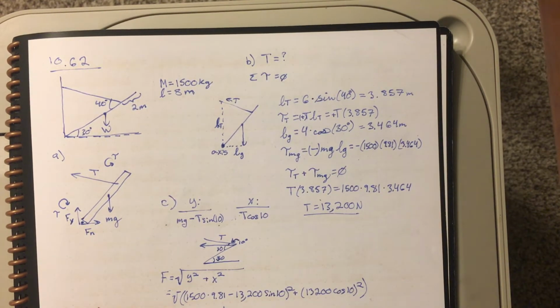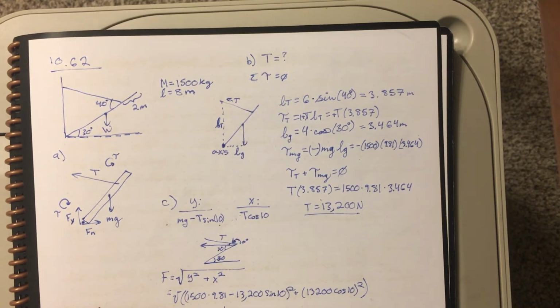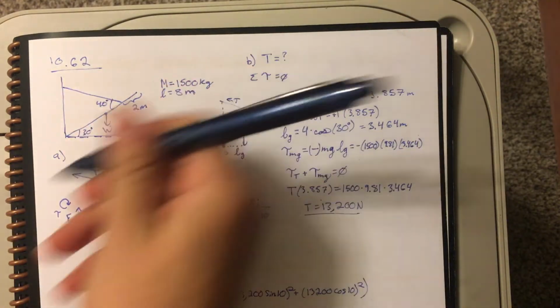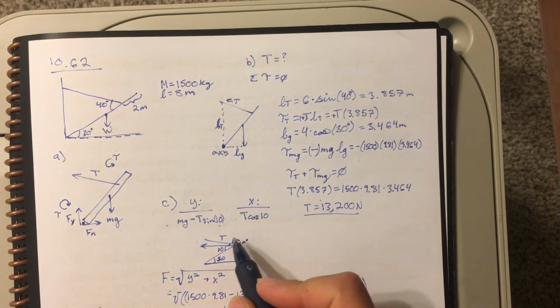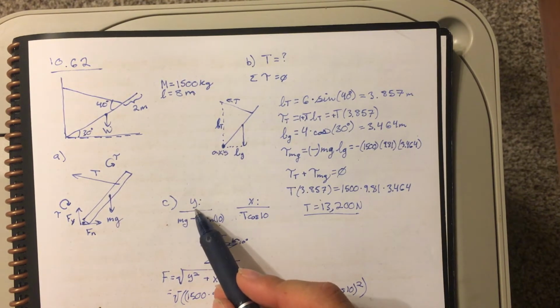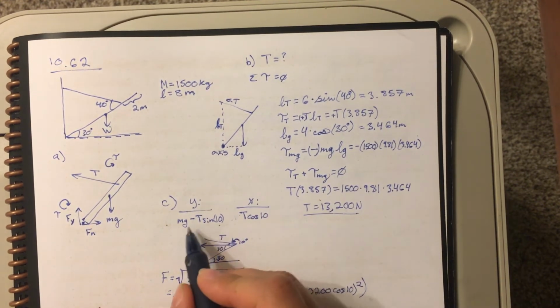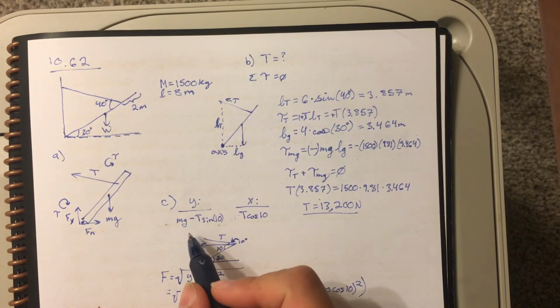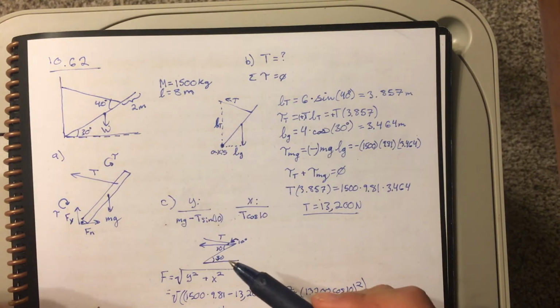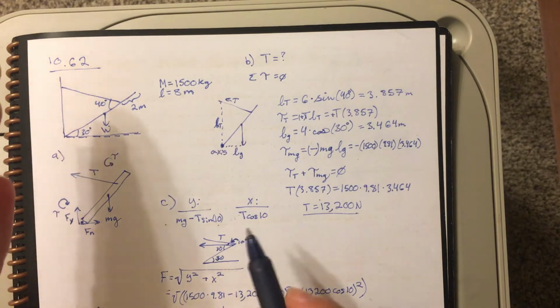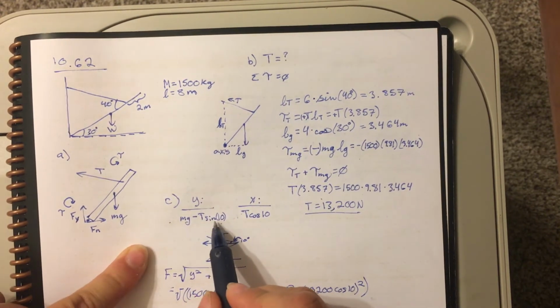Part C is how hard does the beam push inward on the wall? So how hard does this beam push that way? We need the vertical and the horizontal components of that. The vertical components are designated over here by y, and the horizontal by x. The y is going to be mass times gravity minus the upward tension force, which is going to be T times sine of 10.